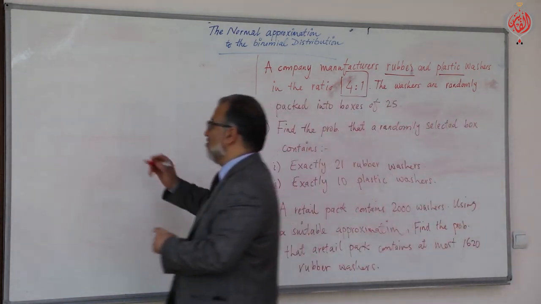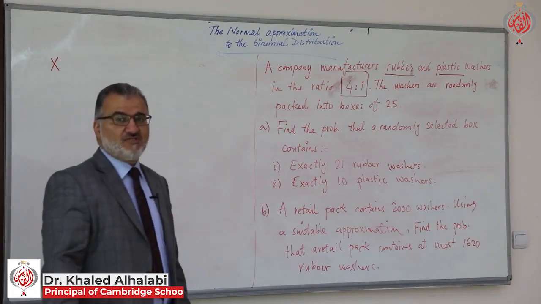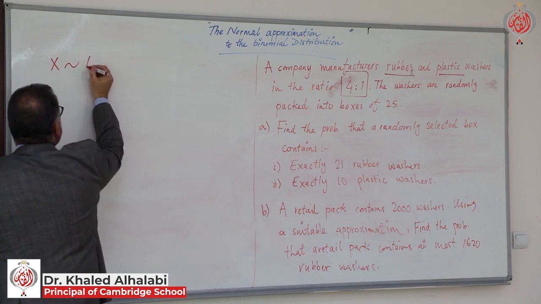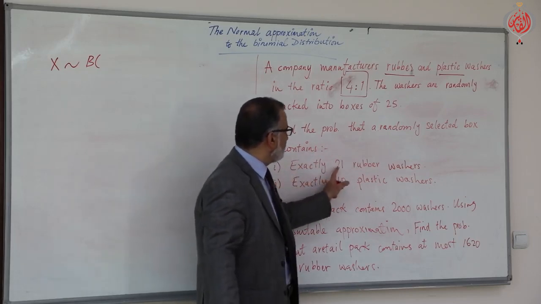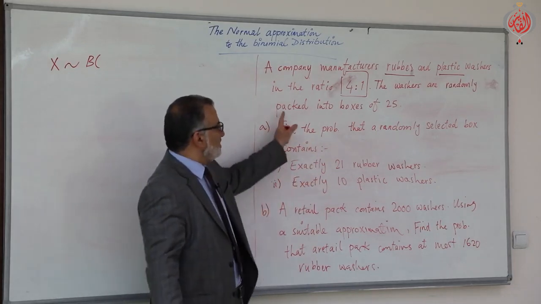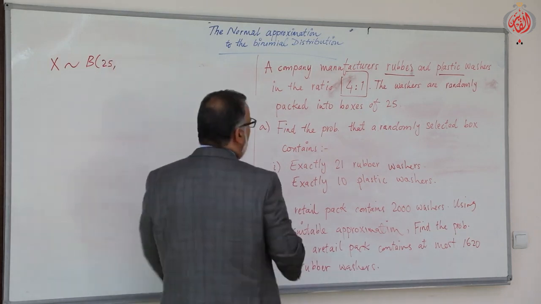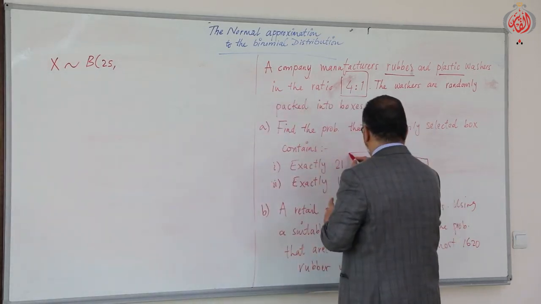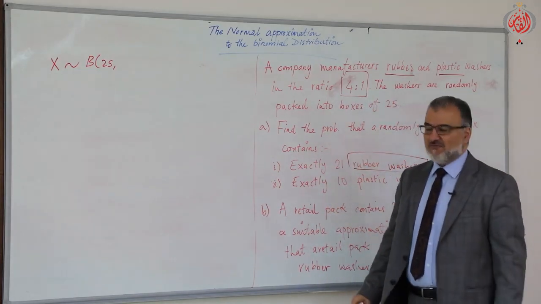So here, this is the binomial. X is a random variable, a discrete random variable, and it follows the binomial distribution. We want a randomly selected box containing exactly 21 rubber washers. What will be the value of n here? I have 25 in each box, so n is 25. And what is p? I'm interested here in rubber washers. So what's the probability of getting a rubber washer from the box?